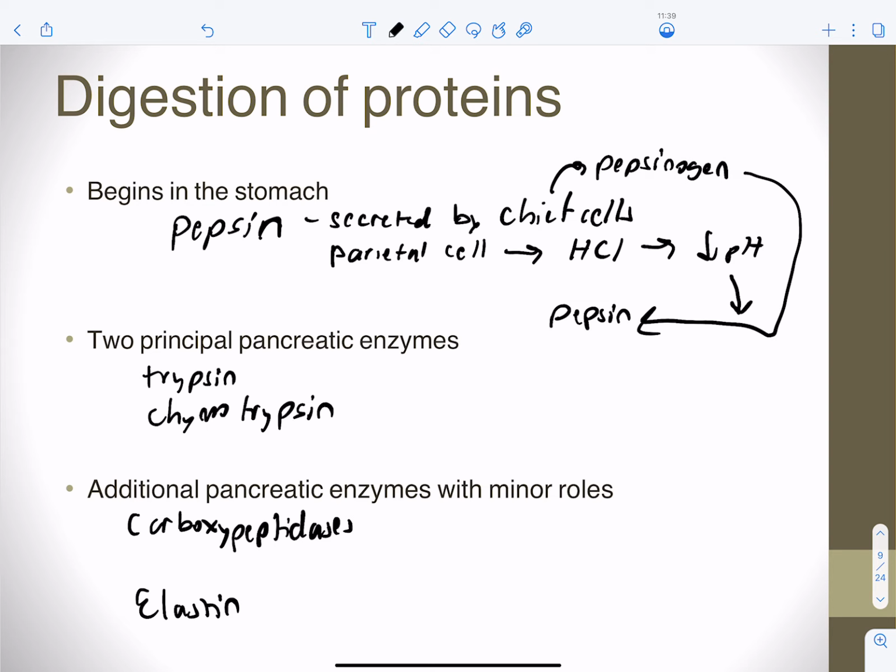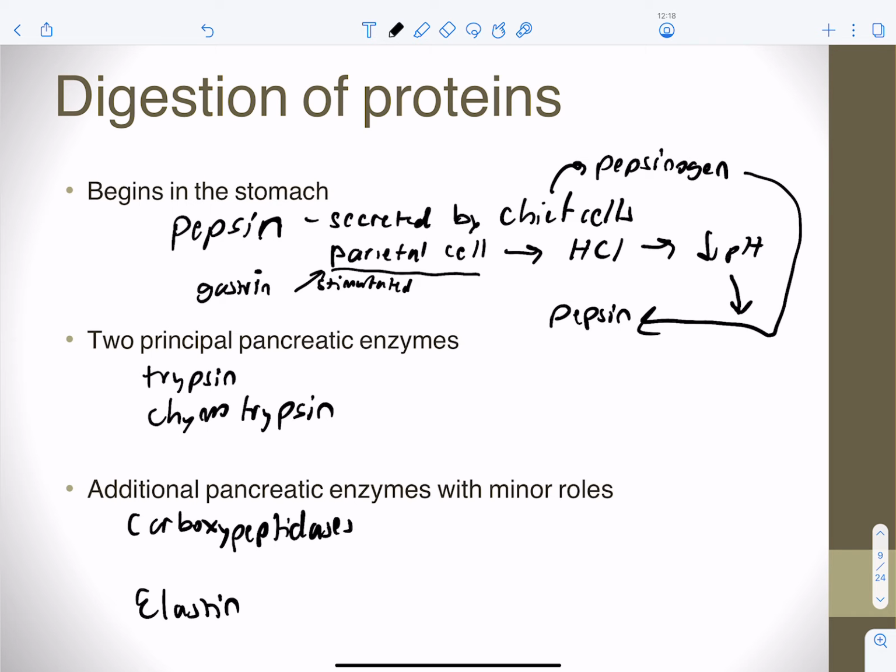So parietal cells are going to be stimulated by your gastrin. So gastrin is through the endocrine system. And so gastrin is going to tell the parietal cells to release hydrochloric acid. Hydrochloric acid is going to drive down the pH of your stomach, and the pH is going to cleave your pepsinogen and convert it to pepsin.